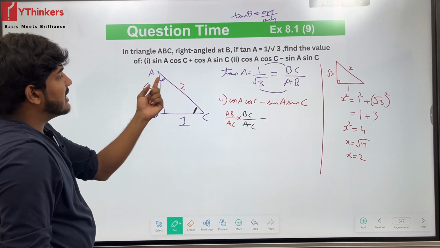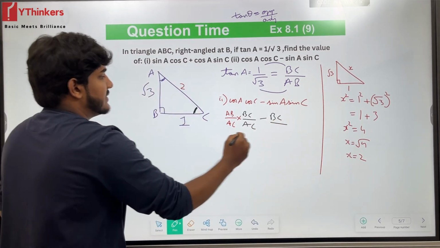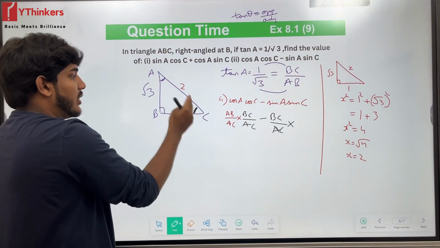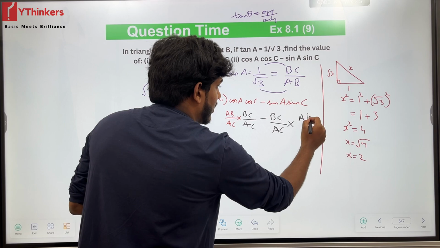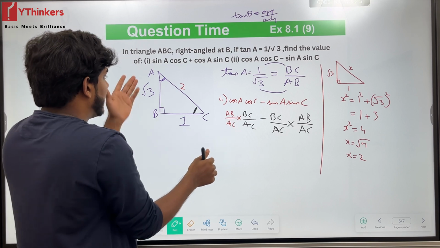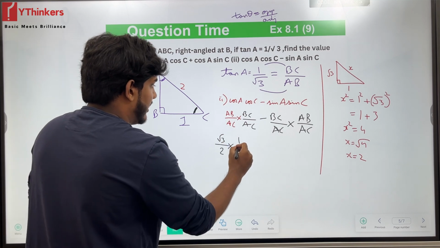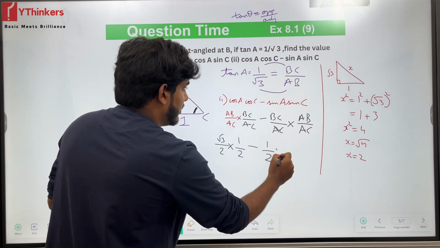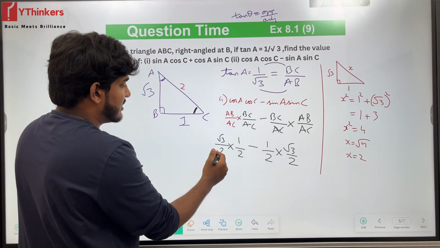Sin A, if I take it, will be perpendicular, which is BC, by hypotenuse, which is AC, into sin C. I'm taking sin C as reference now. What is the perpendicular, or opposite, for sin C, which is AB, divided by hypotenuse, which always remains the same, AC. Okay, now I'll solve it. I know the value of AB, which is √3. I know the value of AC, 2, into BC, which is 1. AC is already 2, minus BC again 1, divided by 2, into AB, √3 by 2.